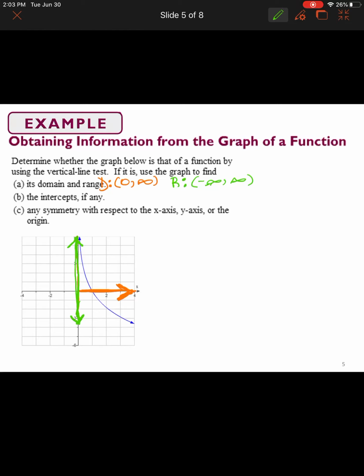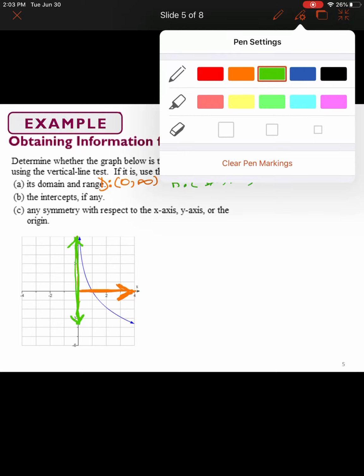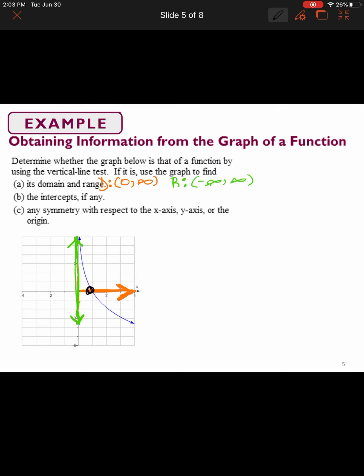All right. The intercepts, if it has intercepts, identify those intercepts. It's crossing the x-axis right there at the x value of 1. So we have one intercept, and that is (1, 0).